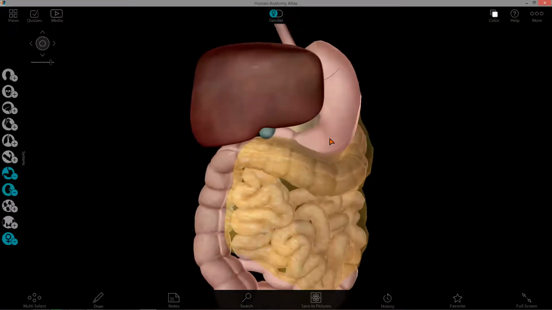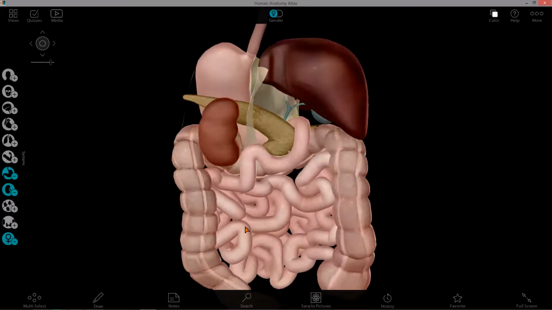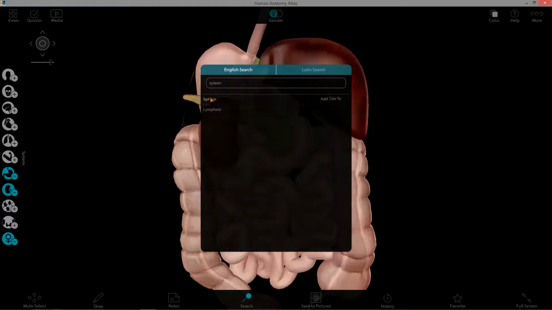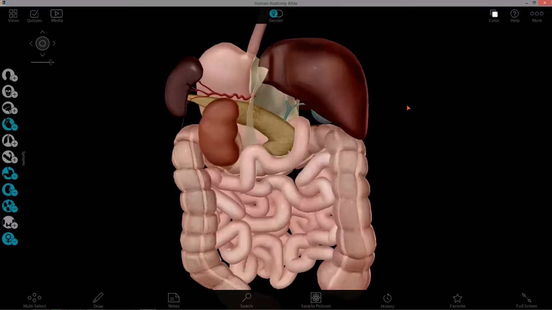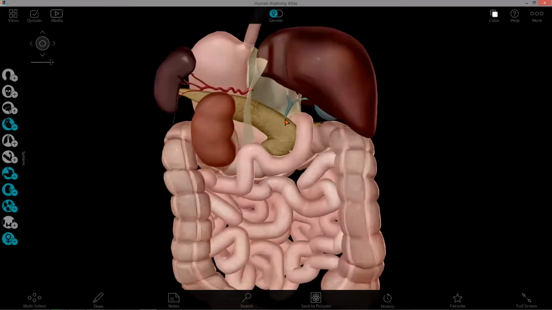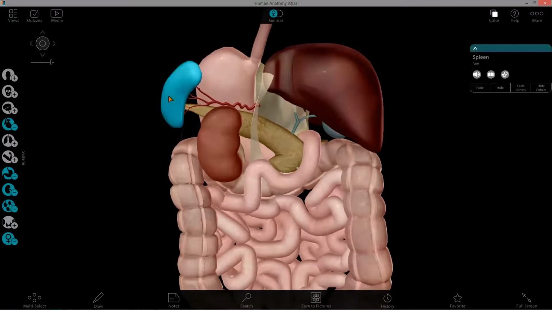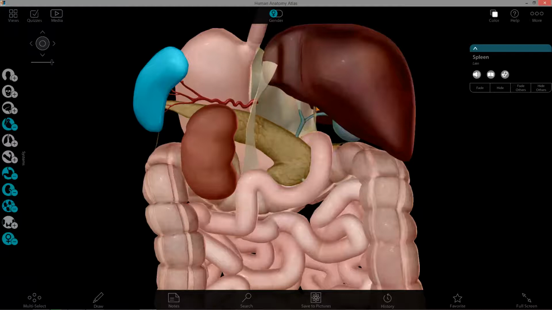I'm just going to move so we have a posterior view of my model here, just so we can cover it a bit better. And I'm going to add in the spleen and the splenic artery. All right. So the lateral boundary of the lesser sac on the left side is the spleen. So imagine a space extending from here to the spleen so far.